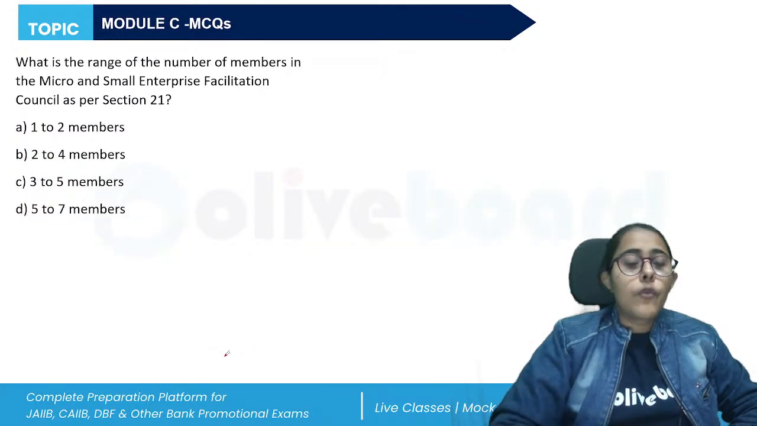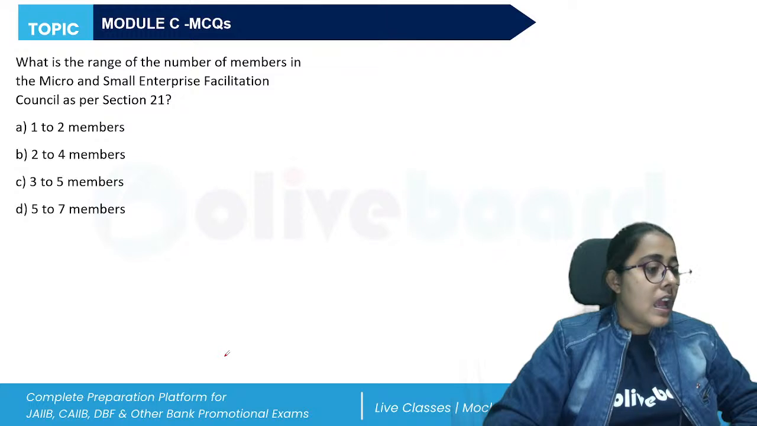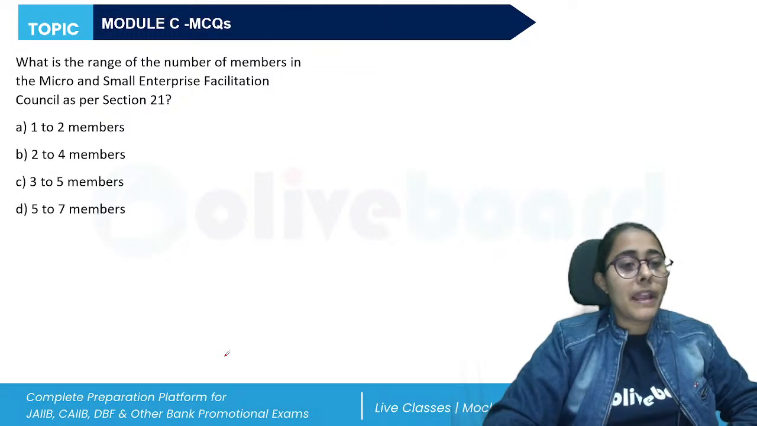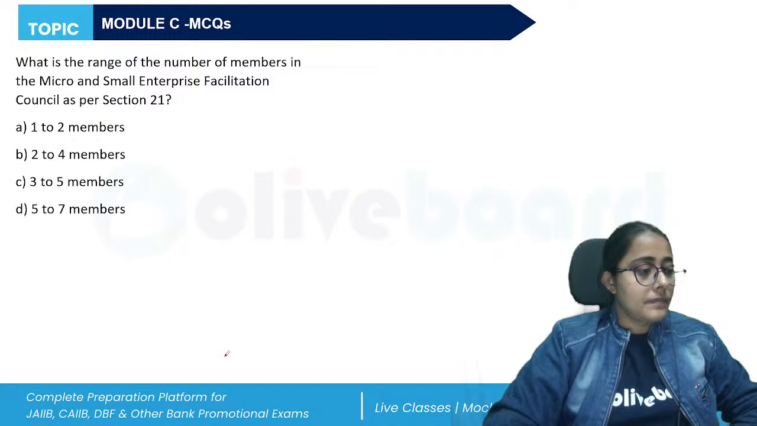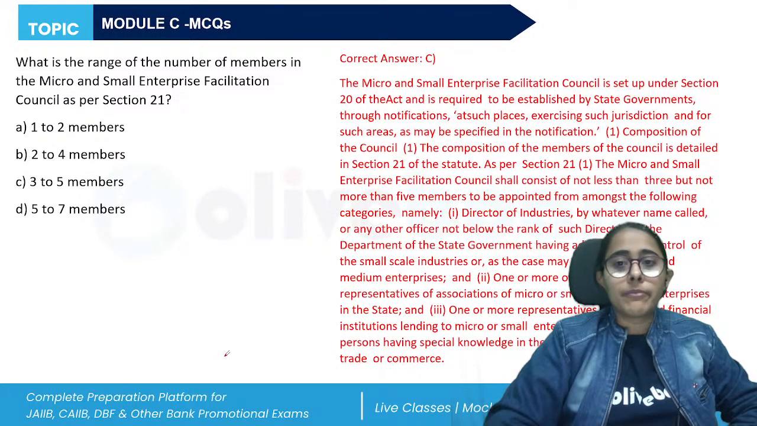Next question. What is the range of the number of members in the Micro and Small Enterprise Facilitation Council? So this is given in section 21. How many members are to be there? 1 to 2 members, 2 to 4 members, 3 to 5 or 5 to 7? How many members are to be there in the Micro and Small Enterprise Facilitation Council? The correct answer is option C, that is 3 to 5 members.